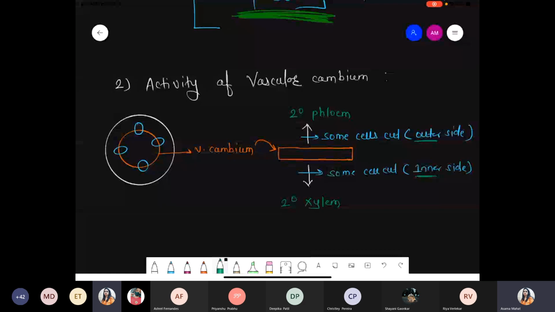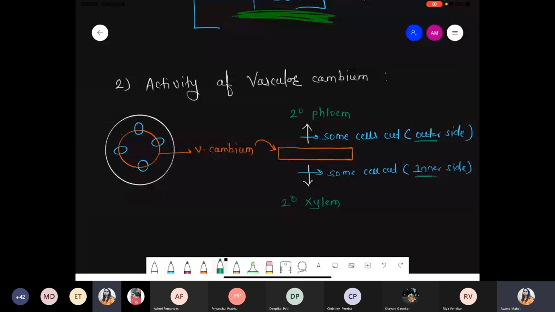Once vascular cambium gets formed, some cells of the vascular cambium cut toward the outer side. And as they are cut, they become differentiated and form secondary phloem, because primary xylem and primary phloem we already drew, right? So now they form secondary phloem. And some cells present toward the inner side cut toward the inner side, show differentiation, and finally form secondary xylem.